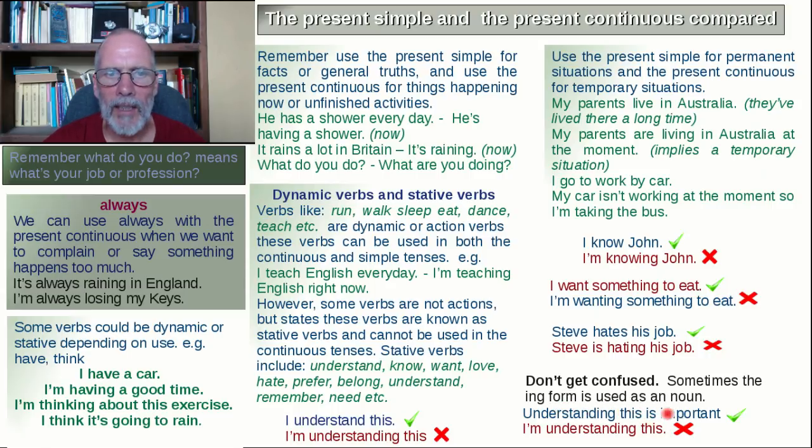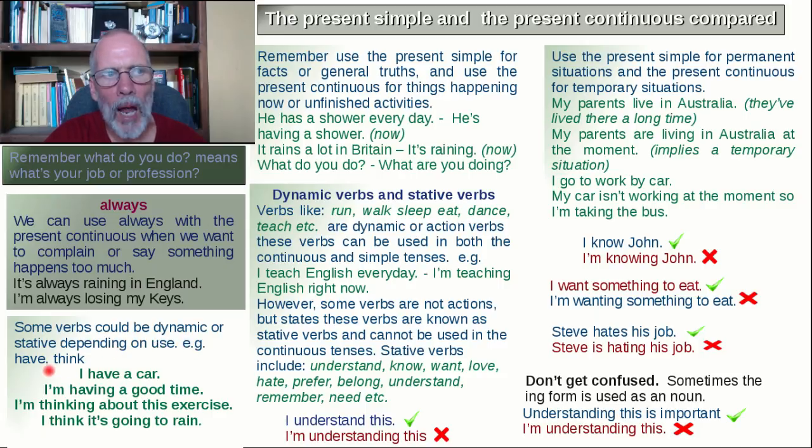So understanding this is important because you're not actually using the continuous tense here. Remember, in the continuous tense, you would need the verb be before this. So understanding this is important is correct, but I'm understanding this is incorrect because you cannot use understanding in the present continuous tense. Just before we finish this section on dynamic verbs and stative verbs and this slide, let's just have a look at this because some verbs could be dynamic or stative depending on their use.